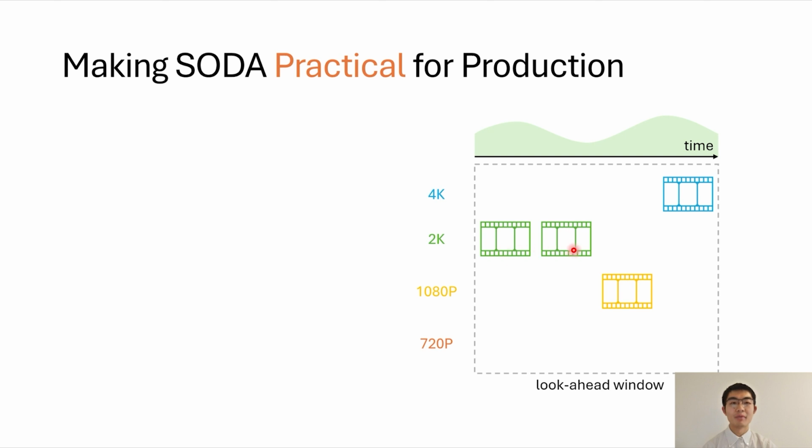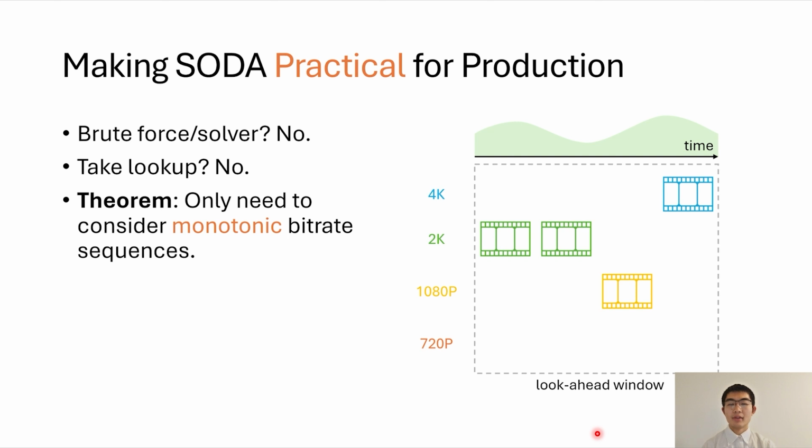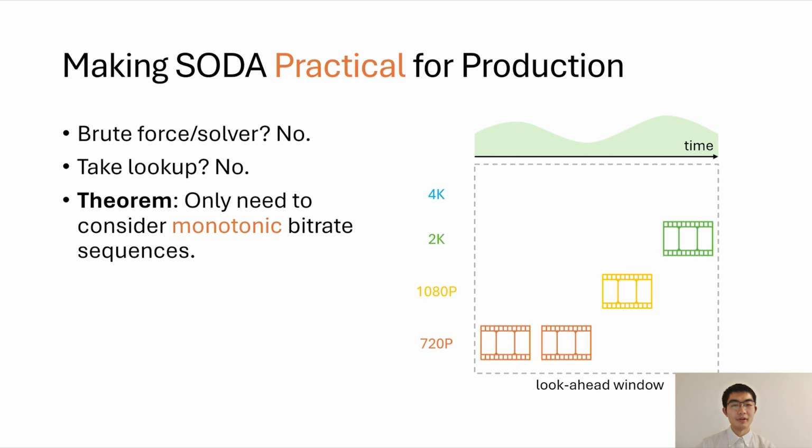Recall that SODA is trying to solve an optimization problem over the next few time intervals. To do that, the naive thing to do is to enumerate over all combinations, of which there is an exponential amount. So brute force or a commercial solver is obviously a no-go in practice. Some researchers proposed table lookup before, but that is not scalable and will incur high operation overhead. Now, through theoretical analysis, we discovered that for SODA, we only need to consider monotonic bitrate sequences. By monotonic, I mean it's either increasing like this or decreasing. This translates to less than 150 iterations in practice, which is not a big deal even for low-end devices.